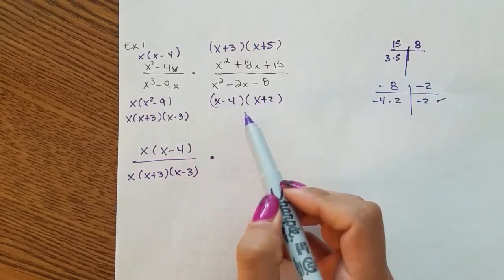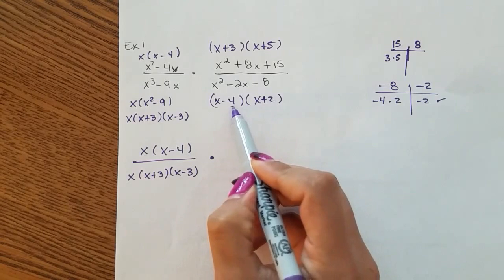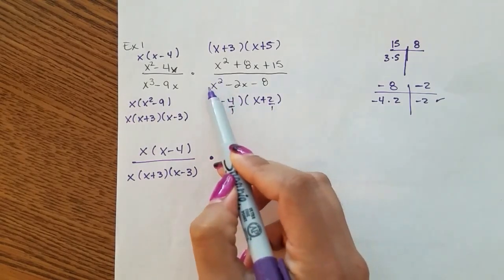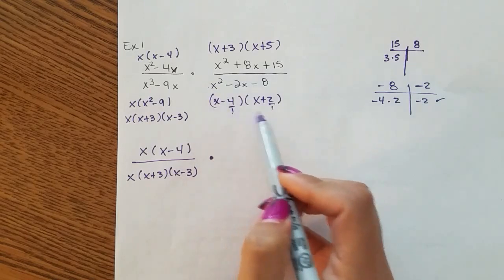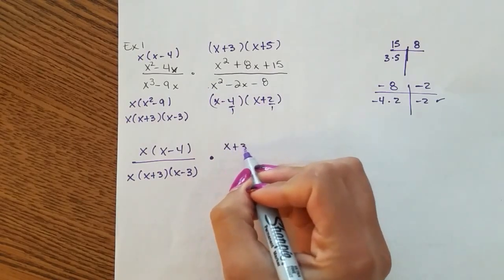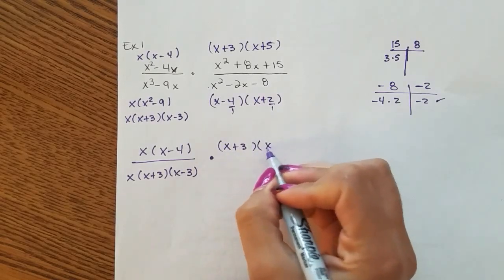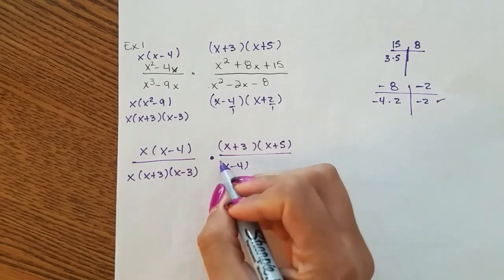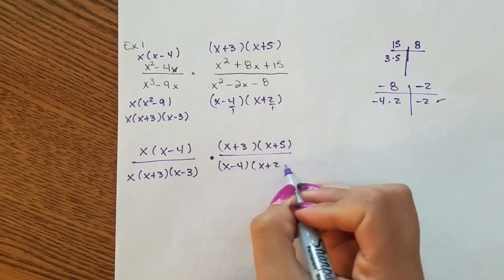Now I'm doing bottoms up, but keep in mind that this is divided by a, so that's divided by 1 here. If you have a number up here for a, you want to make sure that you're dividing in your factors. So I'm just going to rewrite it, x plus 3, x plus 5 here, x minus 4 in the denominator times x plus 2.